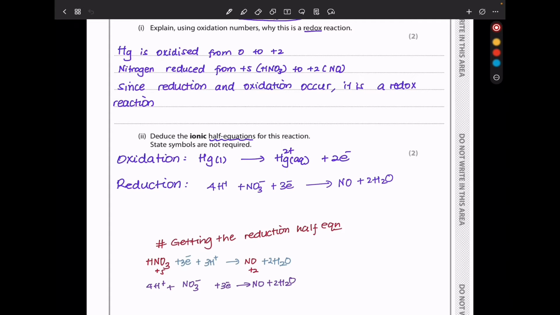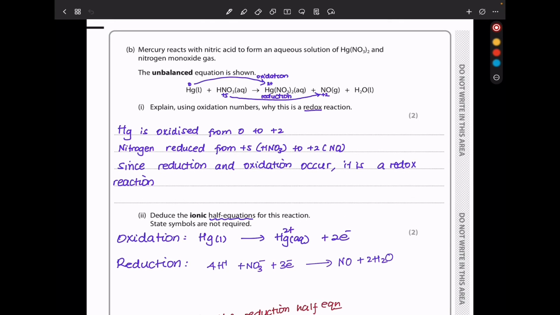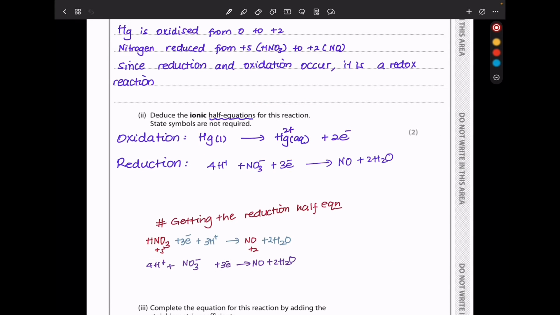And down here they say deduce the ionic half equation for this reaction. State symbols are not required. So I wrote down here from mercury we get mercury 2+, so it means 2 electrons are going to be lost for that oxidation reaction. We can see from that to that. And then for the reduction reaction, the oxidation state of nitrogen here is +5 and this is +2, so we have to add 3 electrons here to balance.